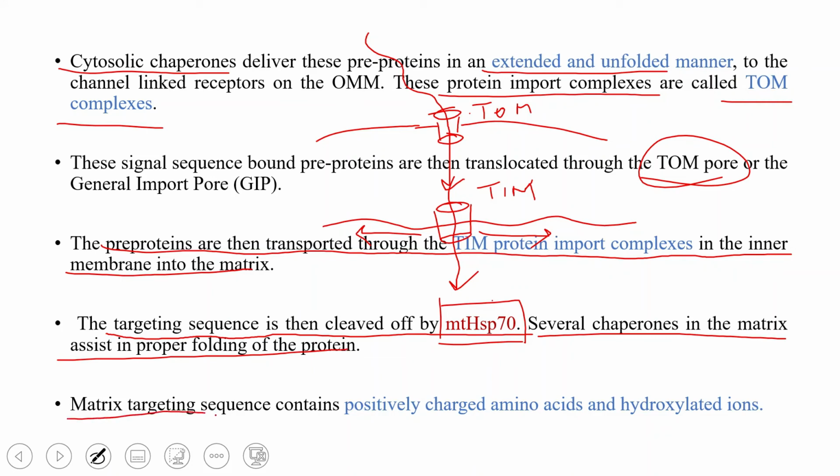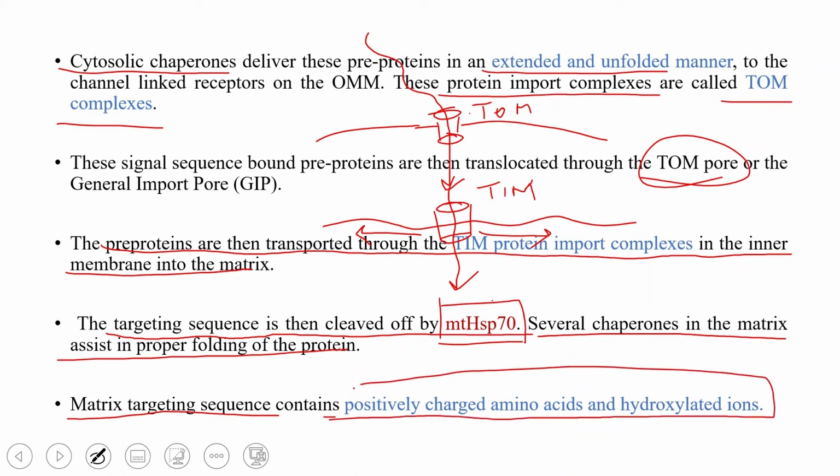Now these matrix targeting sequences, that is the N-terminal sequence that leads the protein into the matrix, contain positively charged amino acids and hydroxylated ions. So any pre-protein which is to be targeted to the inner mitochondrial membrane will not have positively charged amino acids and hydroxylated ions. Only those pre-proteins which have to enter the matrix will have a targeting sequence with positively charged amino acids and hydroxylated ions.